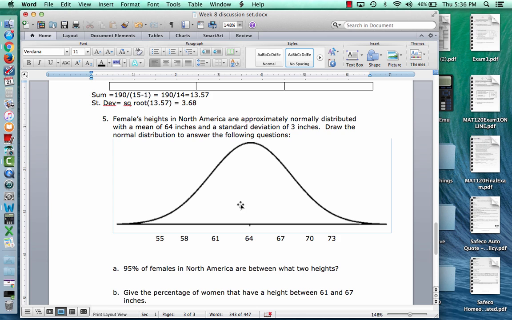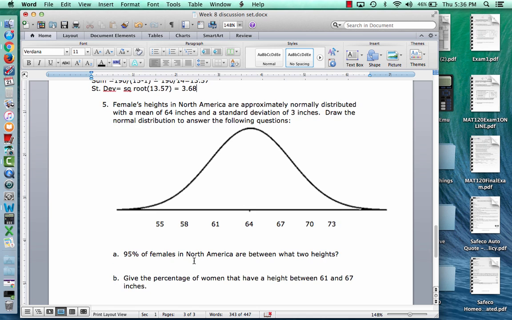Now, the empirical rule tells us that 68% of the data is within 1 standard deviation. So 68% of all heights are between 61 and 67. 95% is within 2 standard deviations, and 99.7% within 3 standard deviations. So you need that rule to answer these questions.